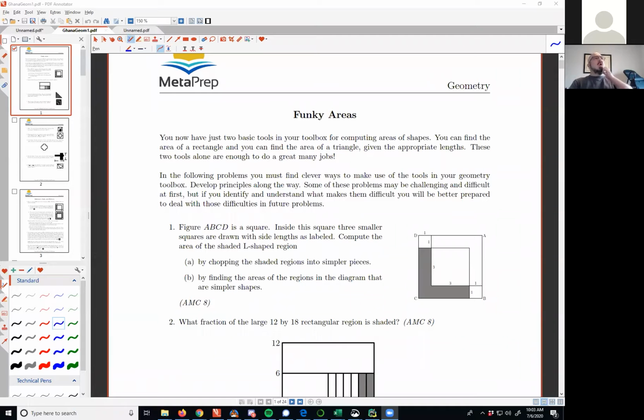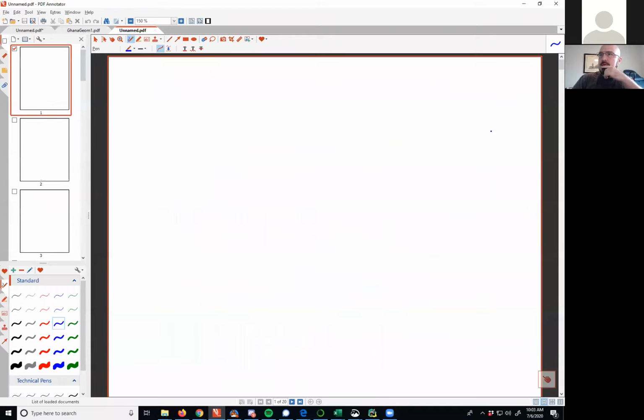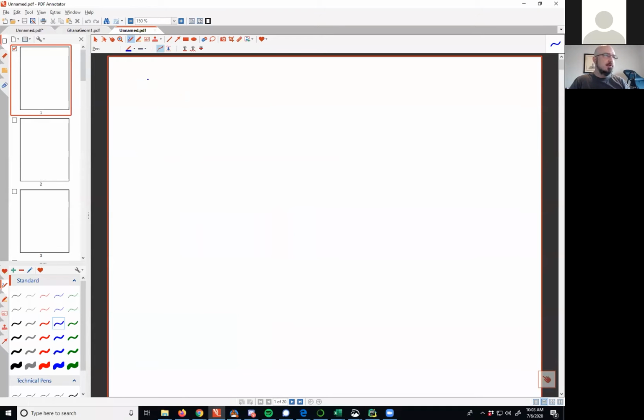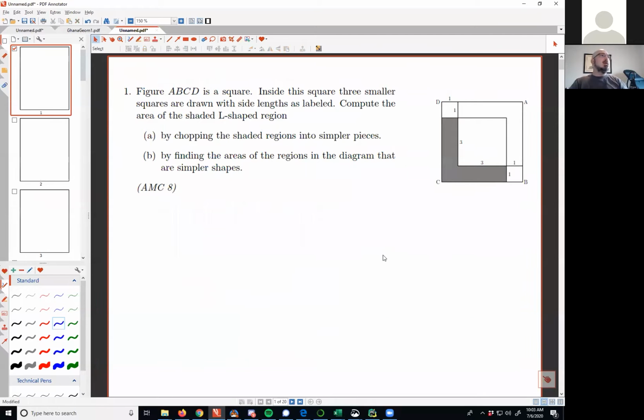Okay. So let's take a look at some funky areas here. Problem number 1. So we've got a square and we draw squares that kind of divide. Maybe we can call it a carpet. We divide the carpet up and we want to know just the area of the shaded L-shaped region. How do we find that area?